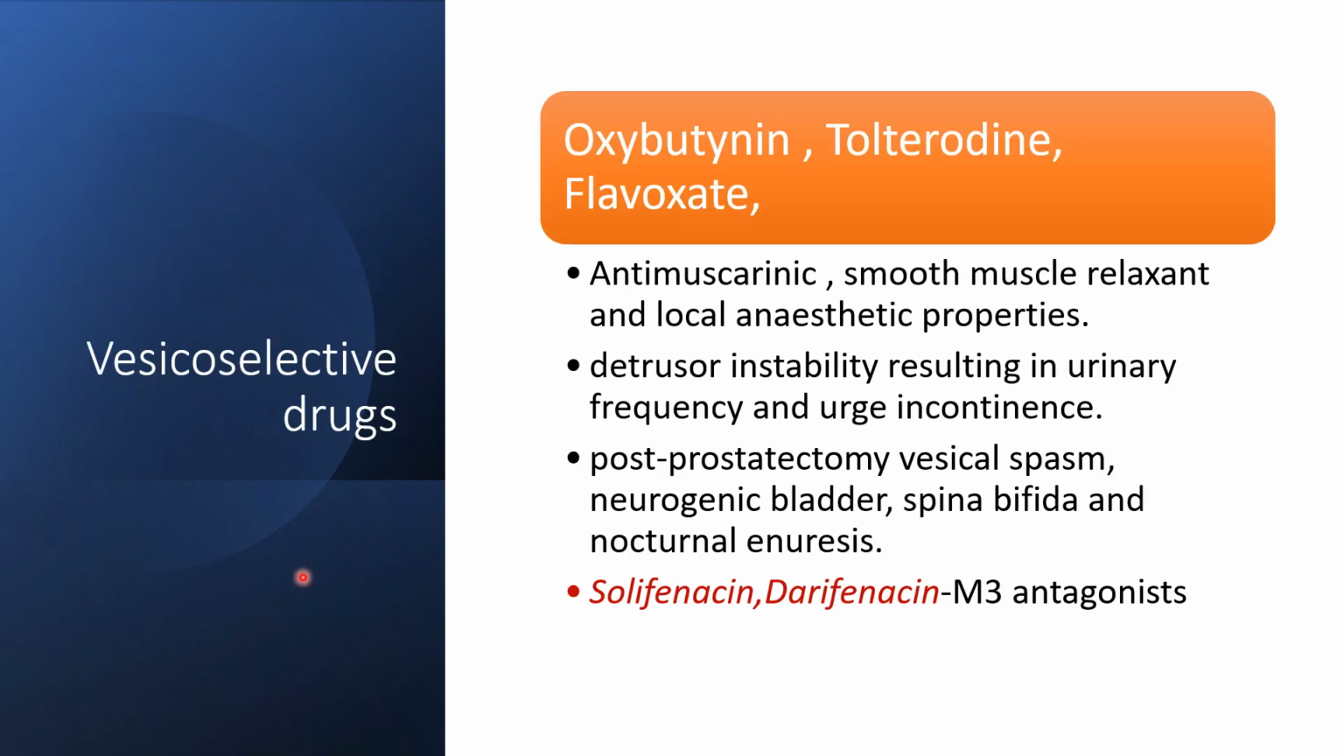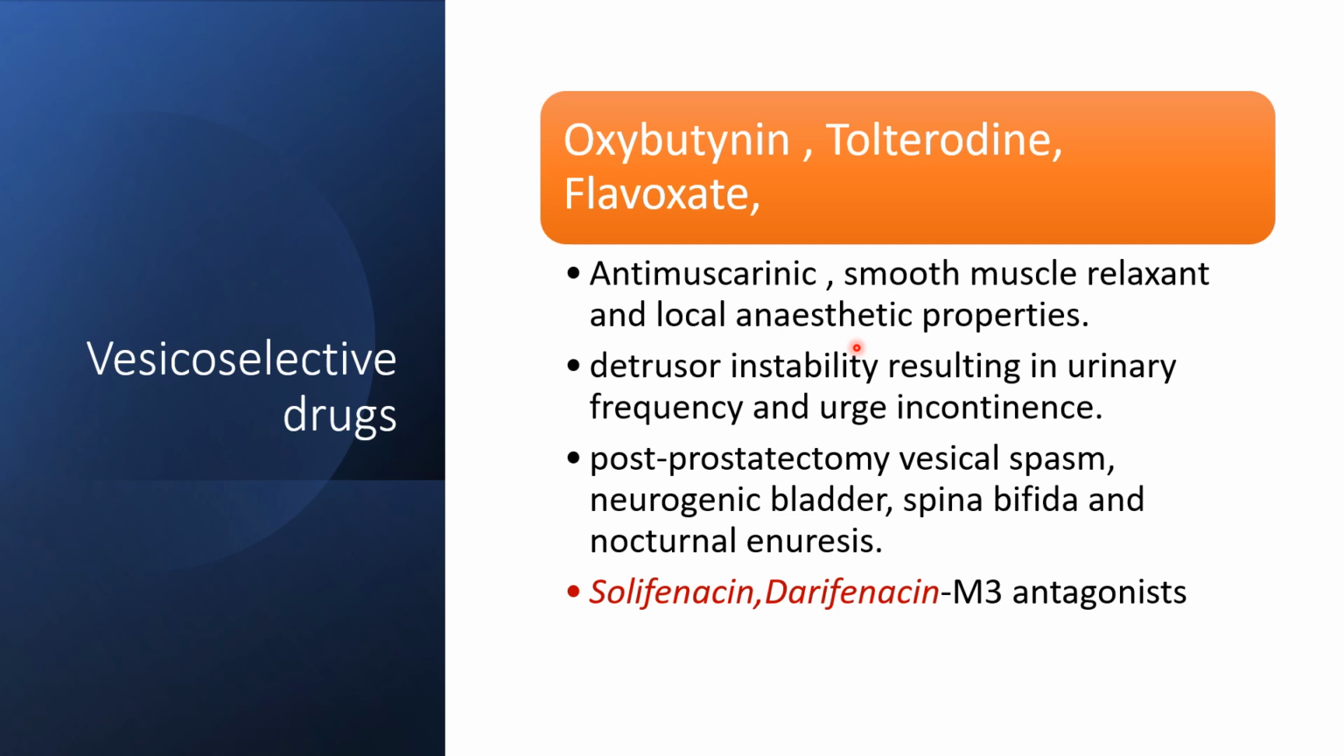We have some atropine substitutes which are vesicoselective, so they selectively act on the urinary bladder. These drugs are oxybutynin, tolterodine, flavoxate, solifenacin, and darifenacin. So these drugs are selective M3 antagonists. They have anti-muscarinic, smooth muscle relaxant, and local anesthetic properties.